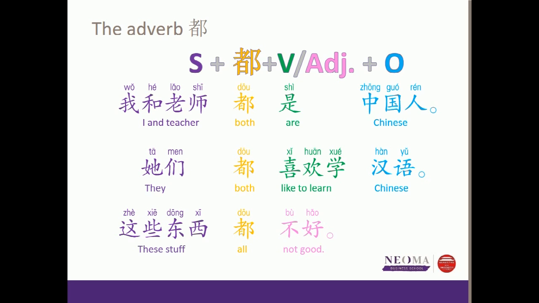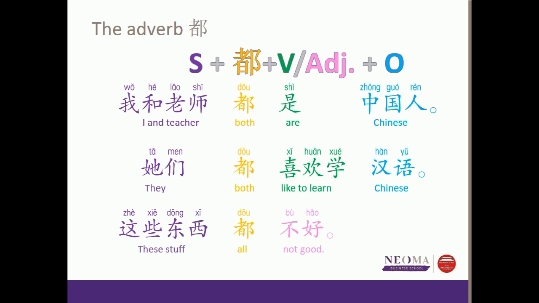It's quite simple. 好, let's read these three sentences one more time. 我和老师都是中国人. 他们都喜欢学汉语. 这些东西都不好.